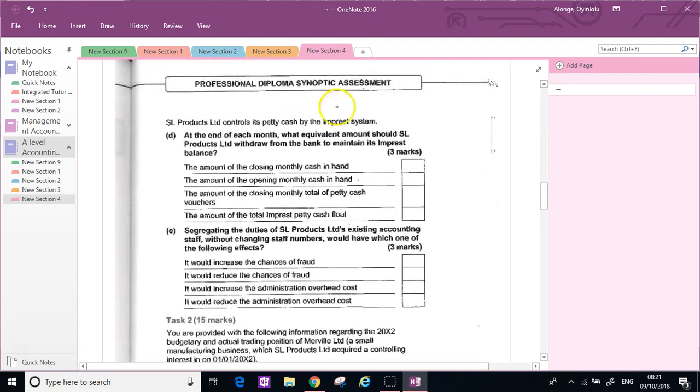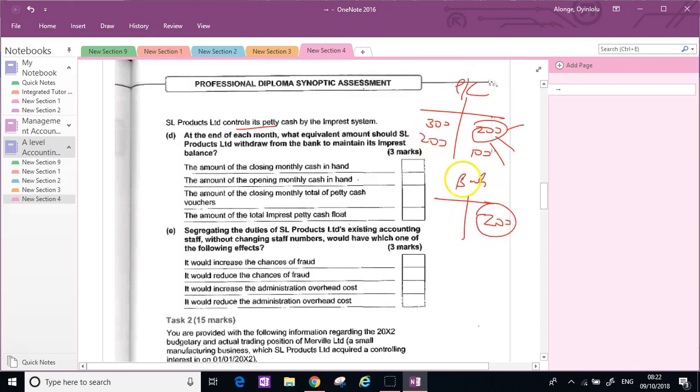Let's look at D. It says SL controls its petty cash by the imprest system. The imprest system means that, imagine you had £300 in petty cash. When you take out 200, for example, for whatever reason, you will top it up. You'll have a 100 balance, so you'll withdraw money from your bank account. You need to withdraw 200 again to replenish it. It starts off the next day or the next week, whatever, at that original agreed balance of 300.